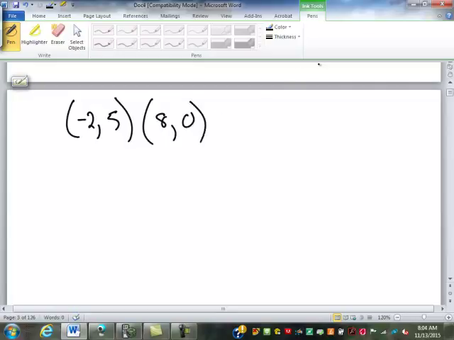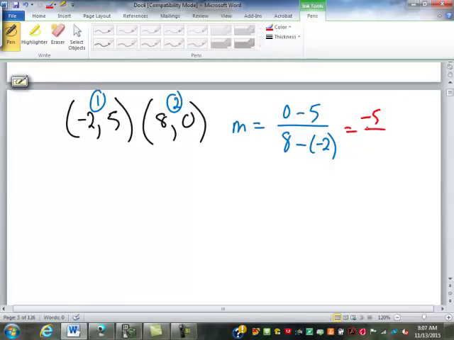Find the slope of that line going through those 2 points. So, slope equals what goes on top. I call this 1 and 2. 0 minus 5. And on bottom, 8 minus negative 2. 0 minus 5 is negative 5. 8 minus a negative 2, 10. Negative 1/2.